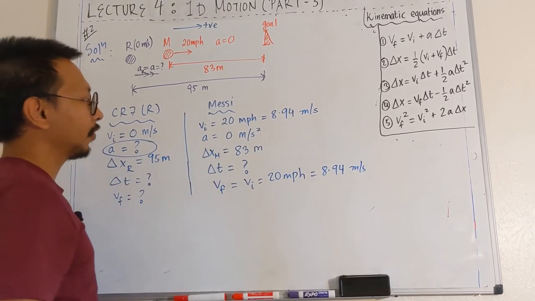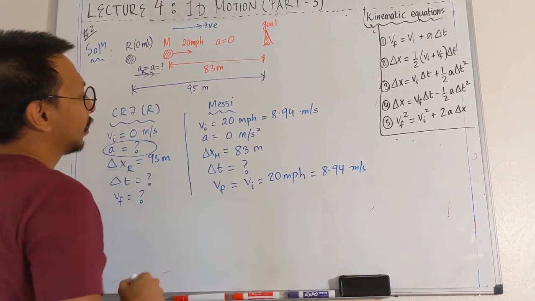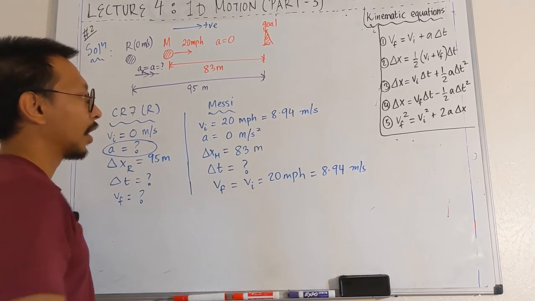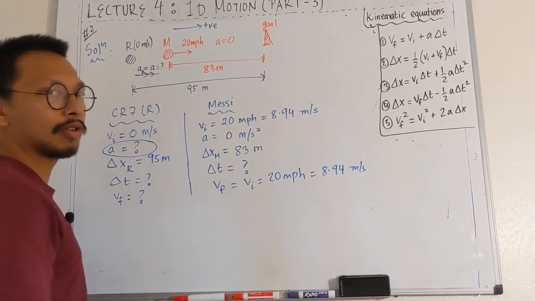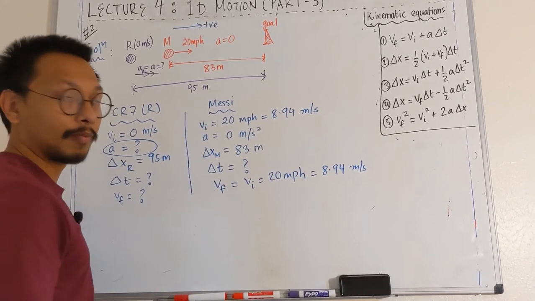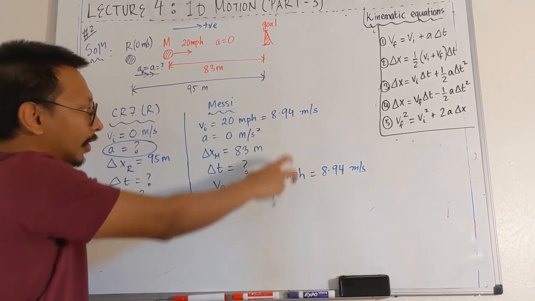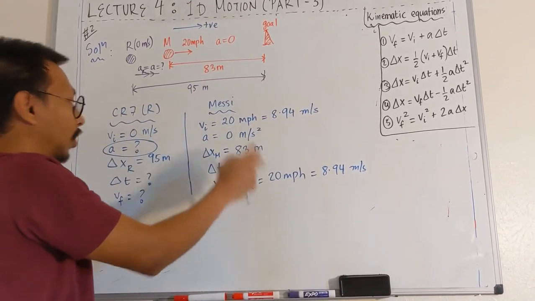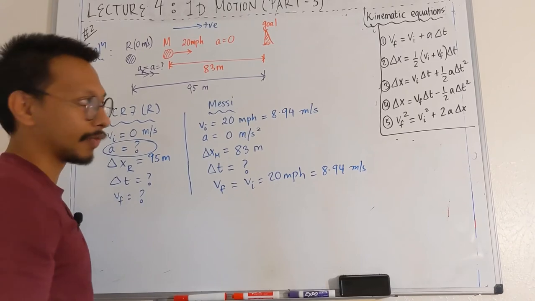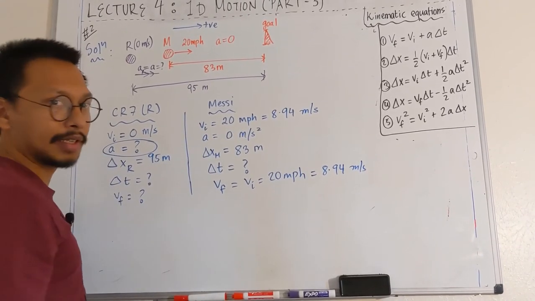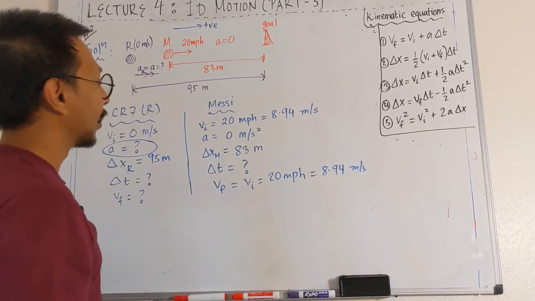From Messi's point of view, we have Vi, we have delta x, we have Vf, and we have a. So maybe we can do something from Messi's point of view. But remember, our target is not Messi's variable. Our ultimate target is Ronaldo's variable. So let's see what we can do with Messi's variables.